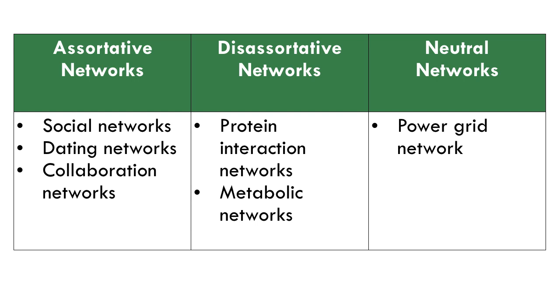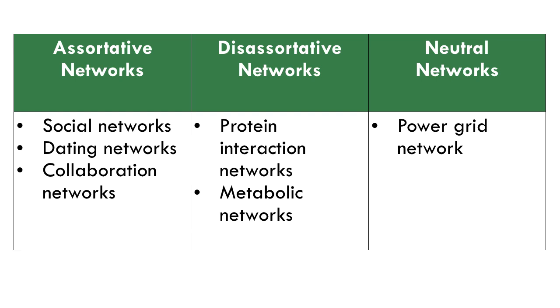So these are networks, again, where hubs tend to connect to hubs. The next category is disassortative networks, and this is where hubs tend to not connect with other hubs. And then finally, we have neutral networks, and this is where hubs neither tend to connect to other hubs nor not connect to other hubs. So it's really that hub size is irrelevant when forming connections.